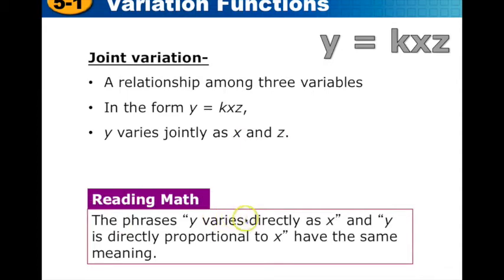The phrase y varies directly and y is directly proportional to x have the same meaning. So as long as we're using the word directly, we can say varies, we can say is proportional to, we're talking about the same thing. These words mean that we're going to be multiplying our values together.